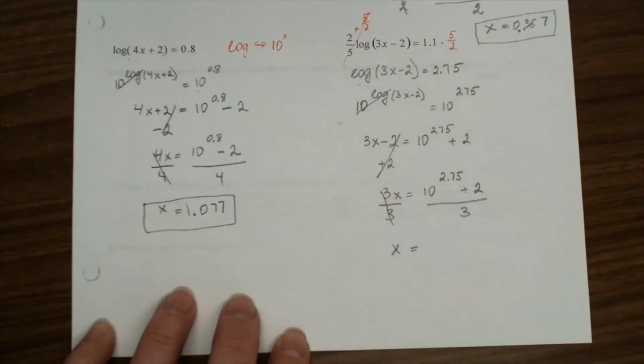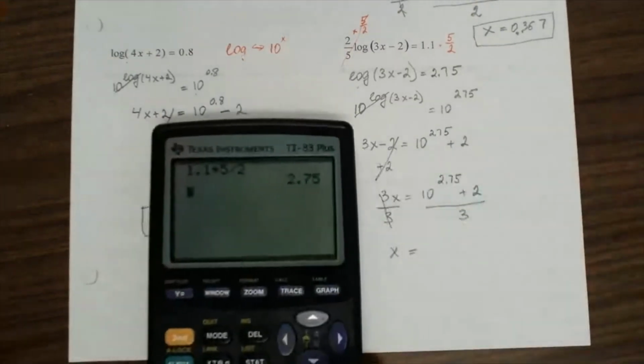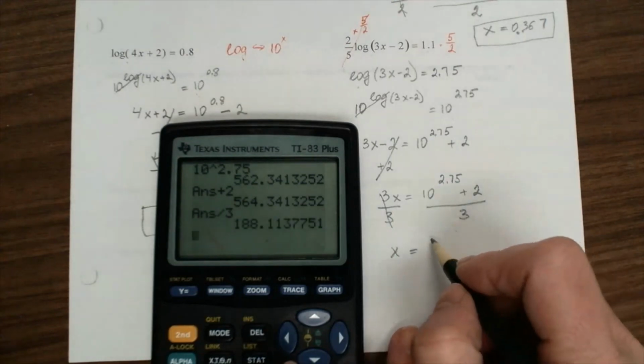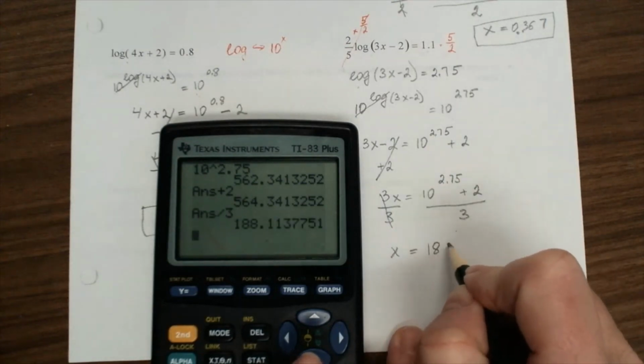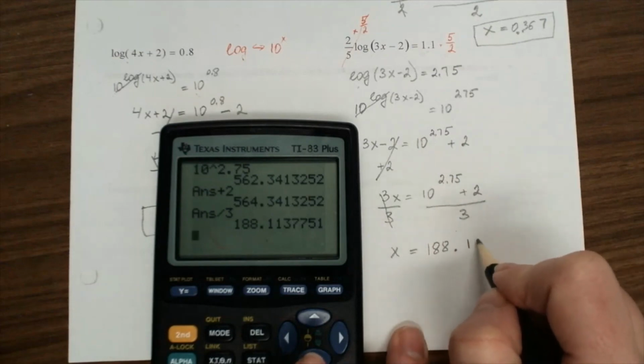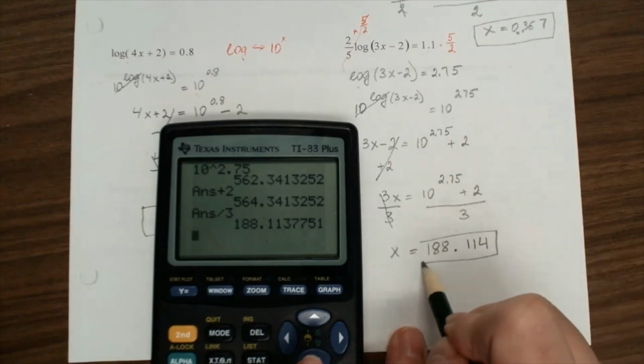x equal to, now we just have to calculate our value on the calculator. 10 to the power 2.75, enter, plus 2, enter, divide by 3, enter, and the answer is 188 and 114 thousandths.